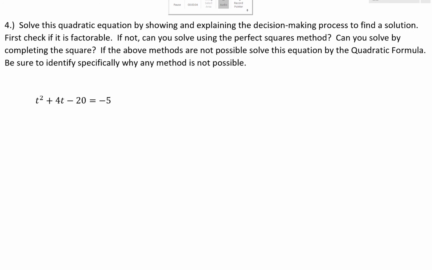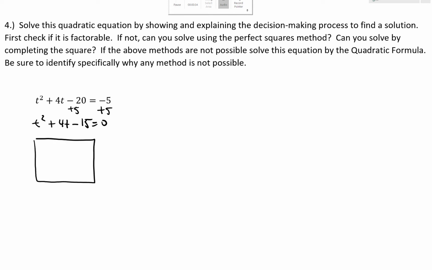All right, this is number 4. Solve this quadratic equation by showing and explaining the decision-making process to find a solution. First, check to see if it is factorable. So we want to see if it's factorable, so I have to get everything to one side. I'm going to add 5 to both sides. So t squared plus 4t minus 15 equals 0.